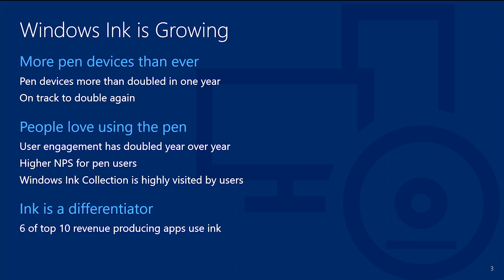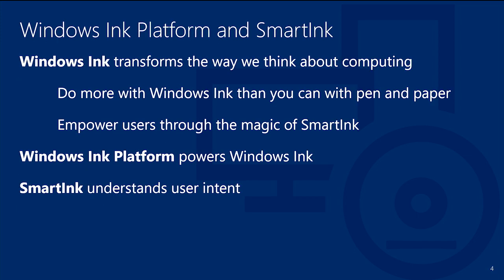If you're a Windows user who's happy using Windows 10, you are more satisfied if you are a pen user. The Windows Ink collection is one of the highest visited properties by users, where we feature your applications. And of our top grossing applications in the Windows stores, 6 out of 10 feature Windows Ink as a differentiator. People have been writing with pen and paper for a while now, and we've really been on a journey where we started with the Windows Ink platform, which provides a digital representation of ink in the analog world, trying to get this pen on paper feel.